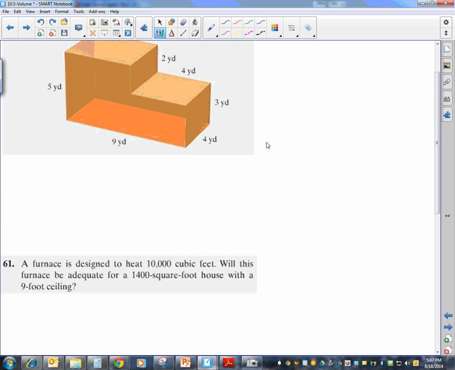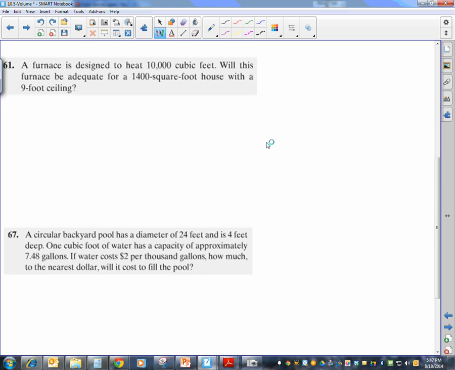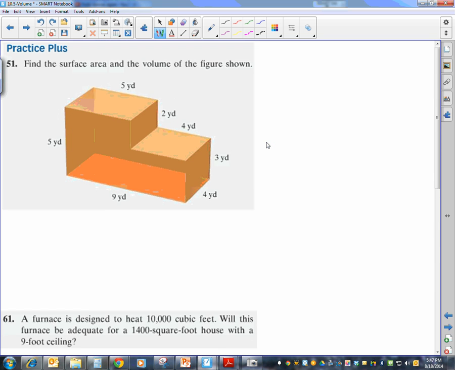So I have three problems that I want to do that are similar to what you have in your classwork, and this will give you hopefully a point of reference and simplify the process for you. So first off, find the surface area and volume of the figure shown. So surface area, as I said, I like to use this formula, which is perimeter times the height plus 2 times the area of the base.